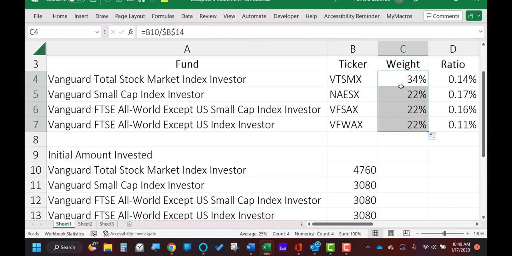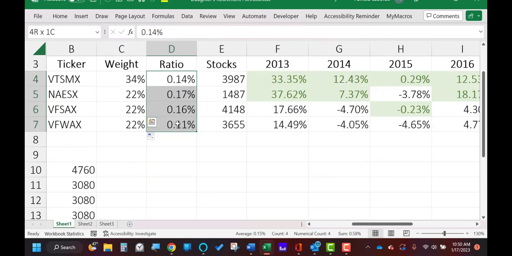Drag that down. And you can see 34% is in the larger U.S. companies and 66% is in the other three. Small caps are these two. It looks like 44% of her money is in small caps, which is pretty risky, but that's misleading. And I will show you that toward the end of this video by doing what's called an X-ray of her portfolio.